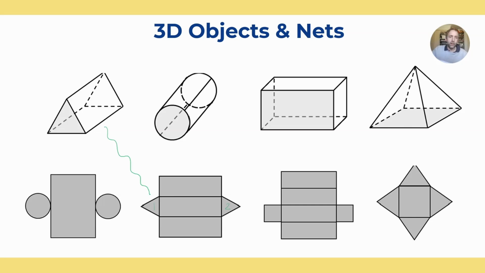Next, we've got my cylinder, which has got a circle at the front and a circle at the back, and then a rectangle wrapped around it. But this is the only net with circles on it, so that is probably a big clue that that has to be the one that matches.